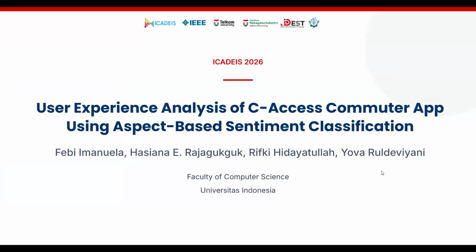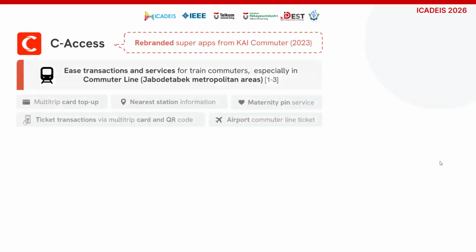Good afternoon, everyone. I'm Lisa Manuela from Malaysia. In this session, I will present our work on user experience analysis of the app using aspect-based classification. This work was conducted with my co-authors. To start, let's get to know what this service application is. It is an application aimed at commuters, especially in metropolitan areas, for performing ticketing and getting information about the train schedule at nearby stations.